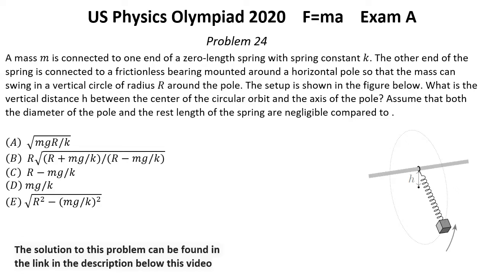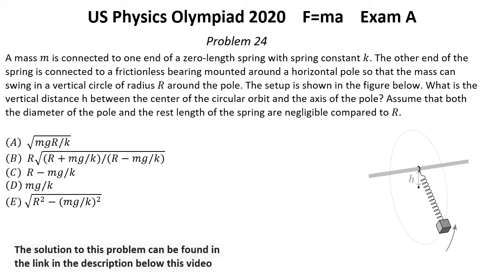What is the vertical distance h between the center of the circular orbit and the axis of the pole? Assume that both the diameter of the pole and the rest length of the spring are negligible compared to r. Solution for problem number 24. This problem could be solved using a vector form.